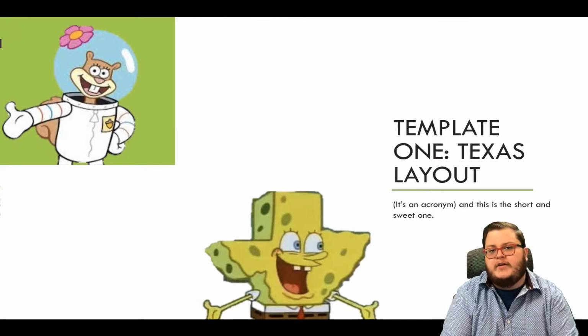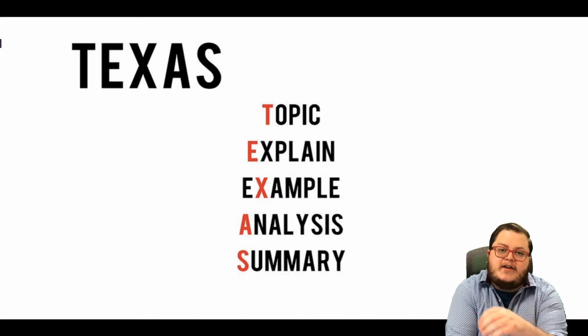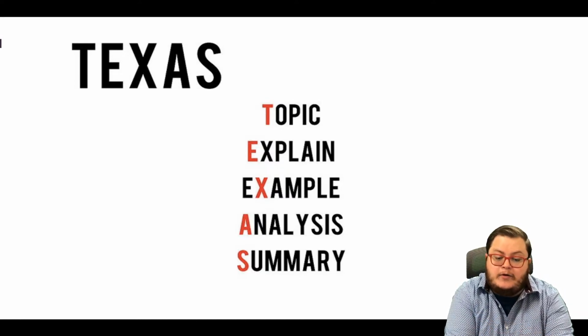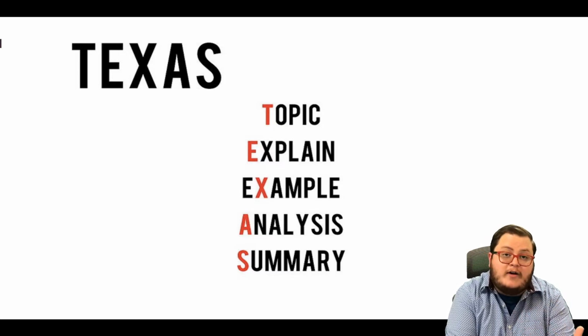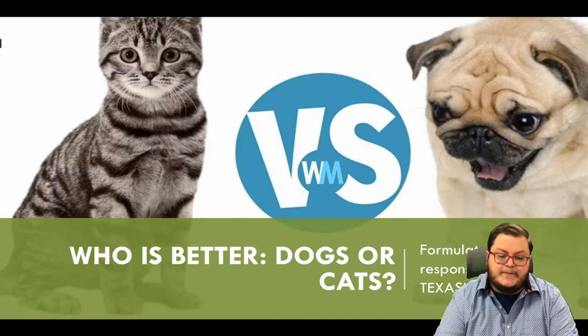Let's get started. So template number 1 that I'm going to show is the Texas layout. The Texas layout is not a style from Texas. It's just an acronym, which means that every letter represents a whole word. So when we do that, it's actually topic, explain, example, analysis, and summary. And I know that example should not be an X, but it just helps with the whole layout. So now, kind of like PEMDAS in math, you know a format for a paragraph.